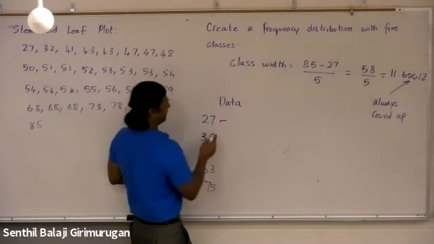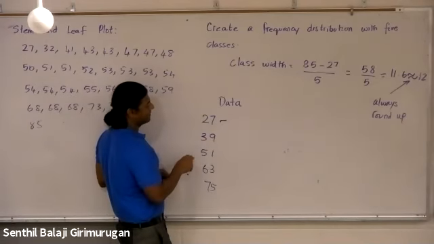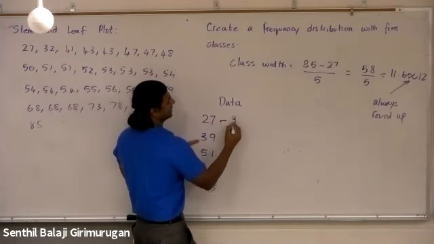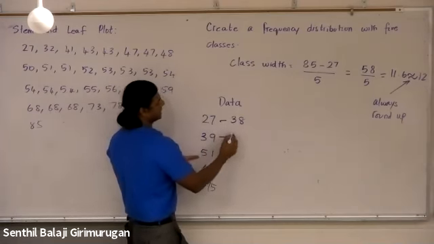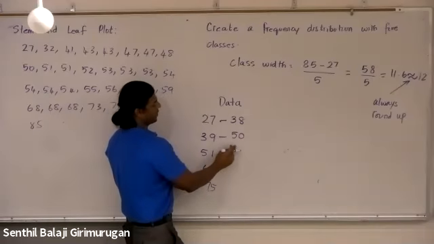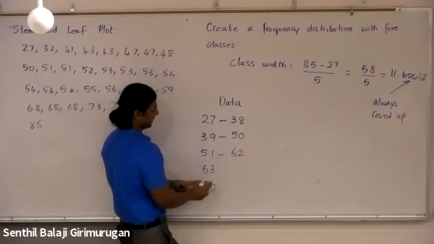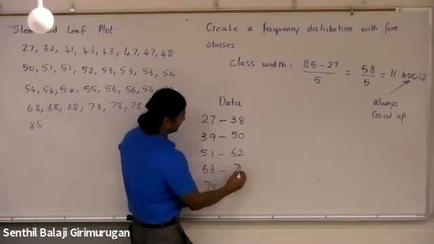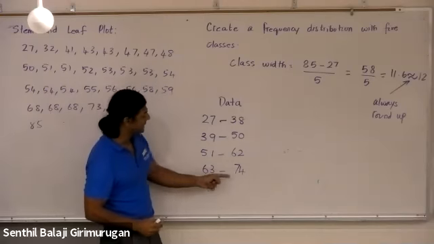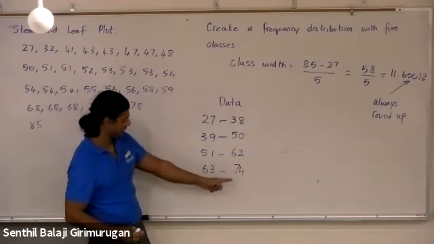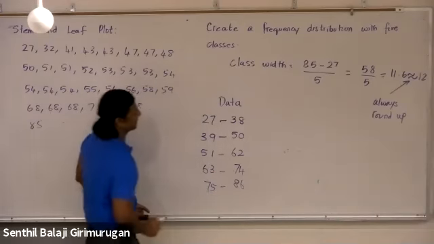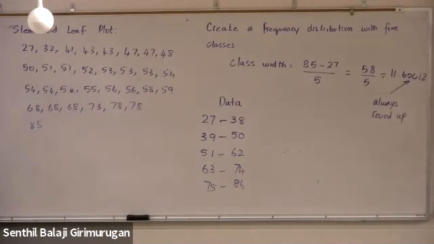And over here, we're going to create the gap by going 1 less than the next lower limit. 1 less than 39 is 38. 1 less than 51 is 50. 1 less than 63 is 62. 1 less than 75 is 74. And I've added 11 to get to the upper limit. Where did you add 11?